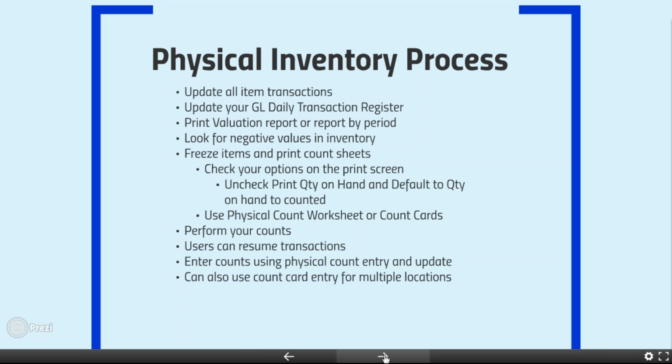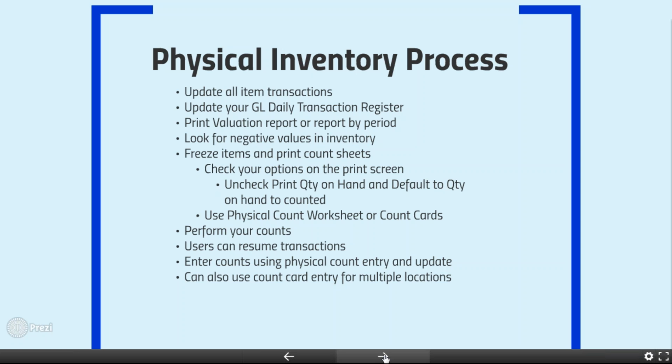Next, you're going to freeze your items that you want to count and print your count worksheets. Freezing items in Sage creates a separate record of on-hand quantities as of the time of freezing. This allows normal sales and receipts to continue, and it won't change the value of the item until it's unfrozen manually or you complete your physical count.